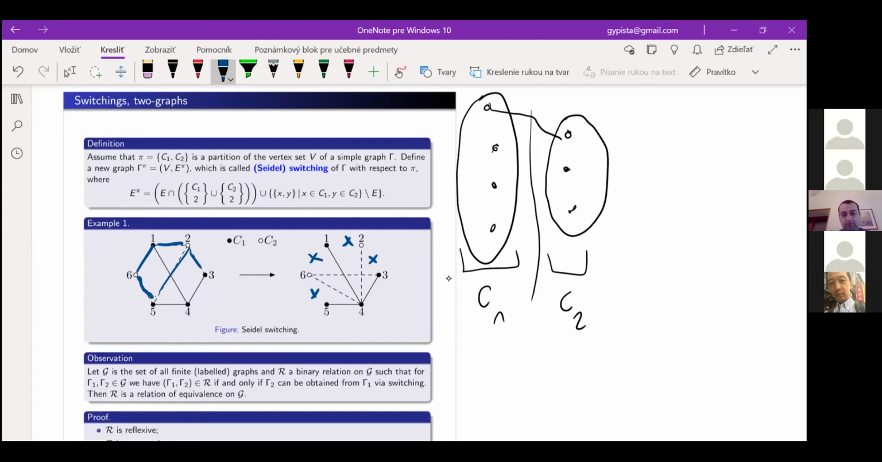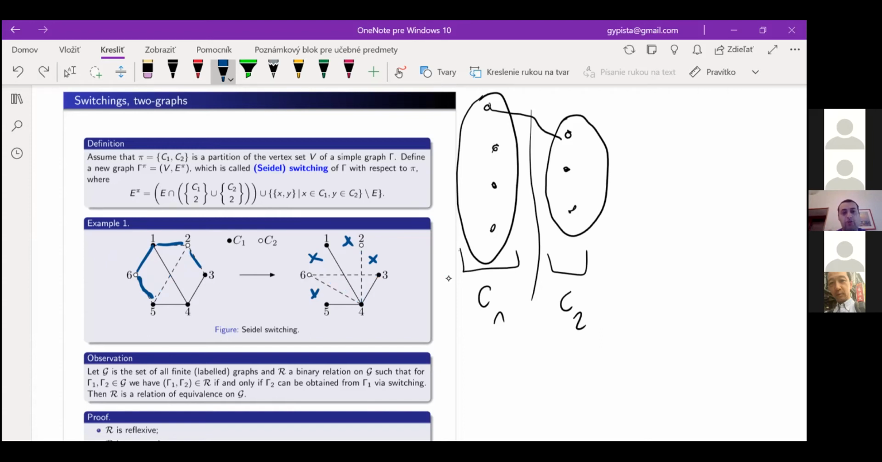And new edges, which were non-edges in the original graph and were between two different cells, are, for example, the edges 2-4, 6-3, and 6-4, and I think everything was considered. So the graph on the right side is the switched graph of the graph on the left side with respect to this partition into two cells.